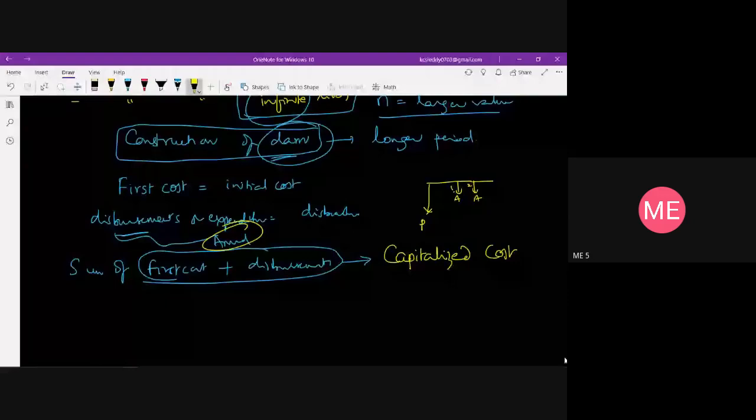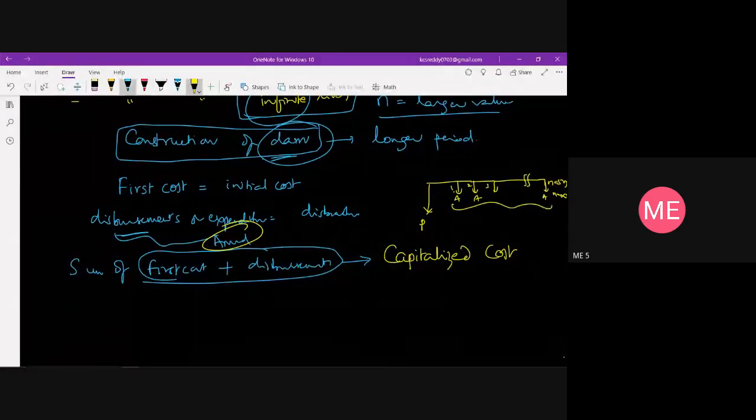Likewise third year, and likewise the number of years n is very large, say for example 500 years, which means infinite. N is infinite; I am taking a larger value, say 500 years. When you consider that, there is one cash flow which represents the initial cost, and the other cash flows are a uniform series of payments.